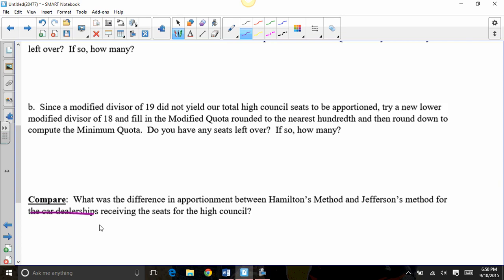As you can see for this particular example, Hamilton and Jefferson both gave Gondor 5 seats to the High Council. Where the discrepancy came in was between Eriador and Rohan. Hamilton gave 3 seats to Eriador and 2 seats to Rohan. However, Jefferson gave 4 seats to Eriador and 1 to Rohan. That's all that I was looking for. It was just that simple little written out comparison of the 2 methods and how they were dividing out those seats differently. And it doesn't always have to be different. You did see one of those in the notes.